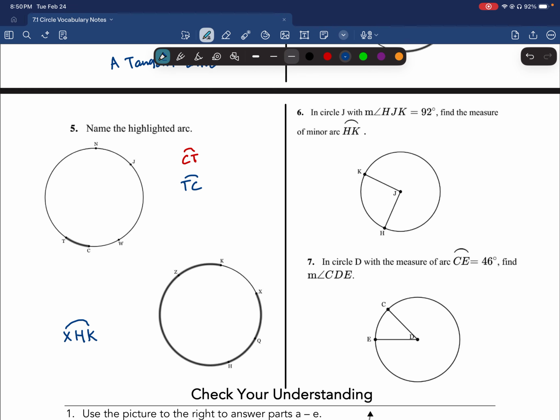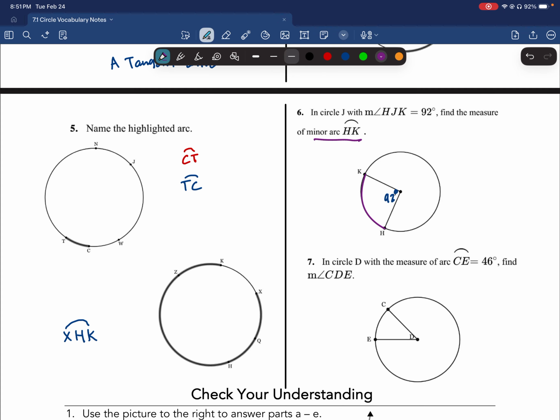Okay, question 6. In the circle J, we have the measure of HJK is 92. So that means that this angle, HJK, this angle right here, is 92 degrees. Okay? Find the measure of the minor arc HK. So I'm trying to find this distance right here.